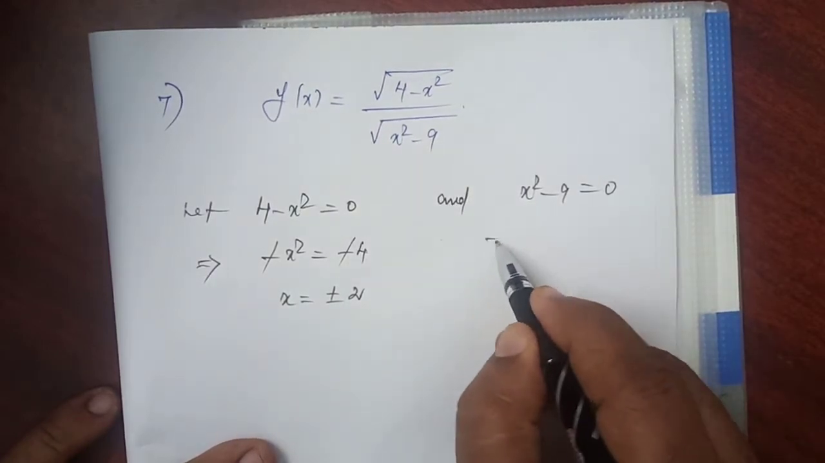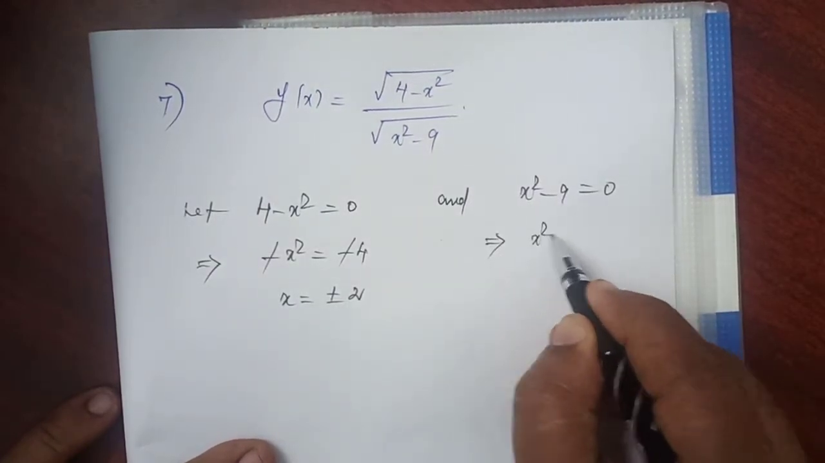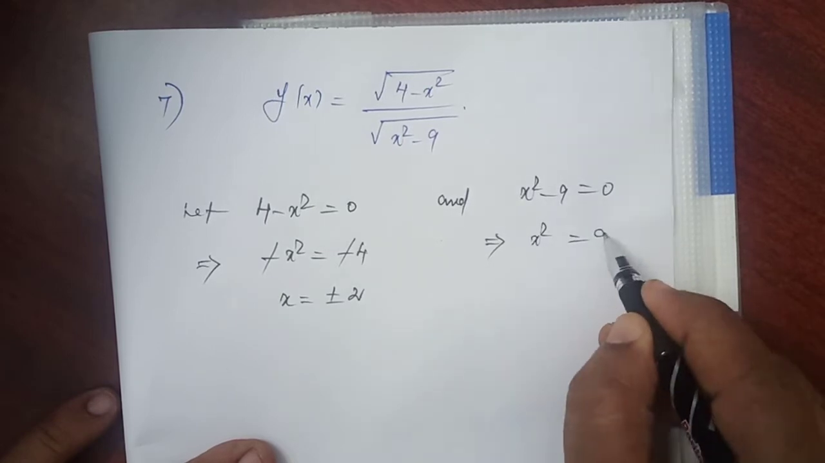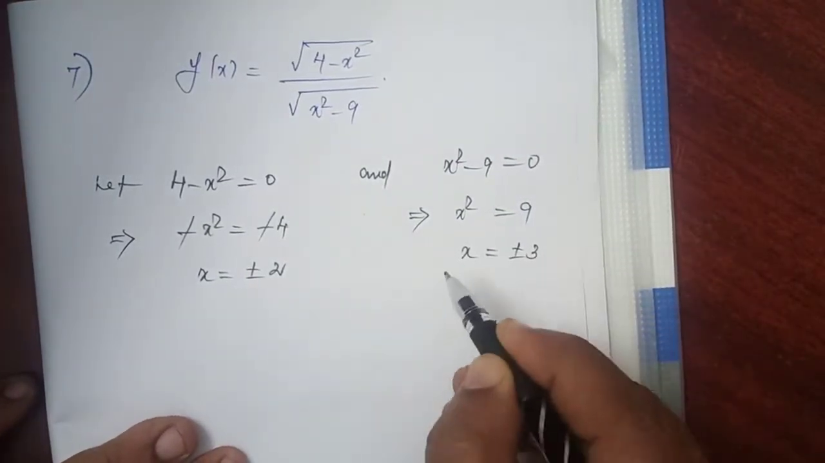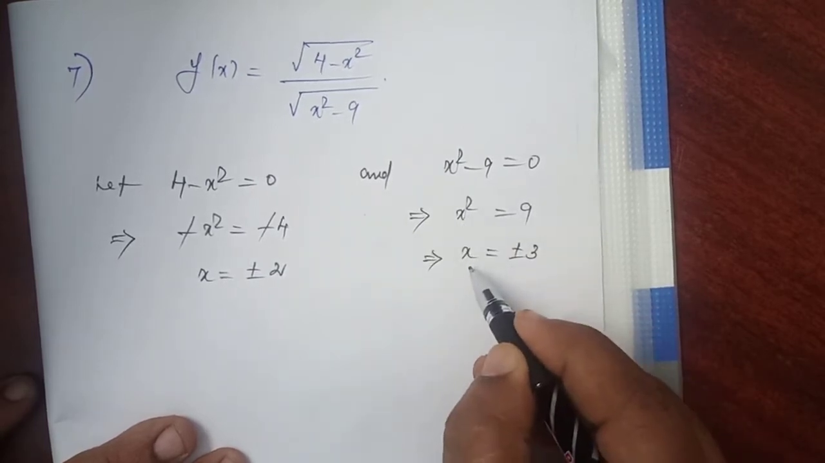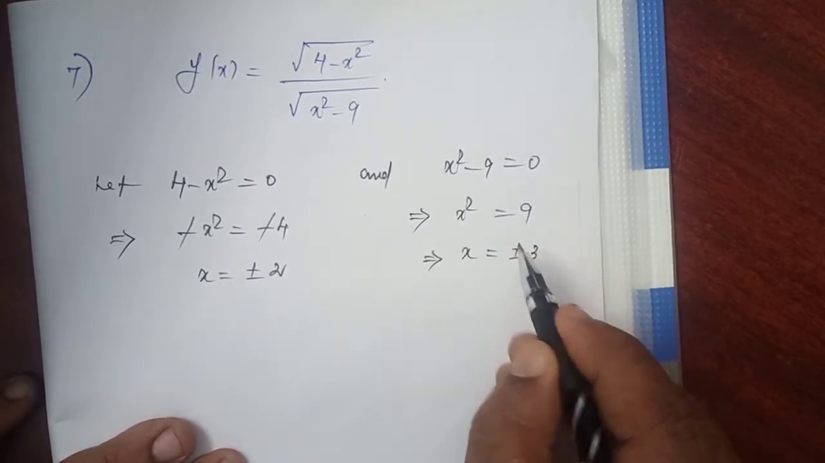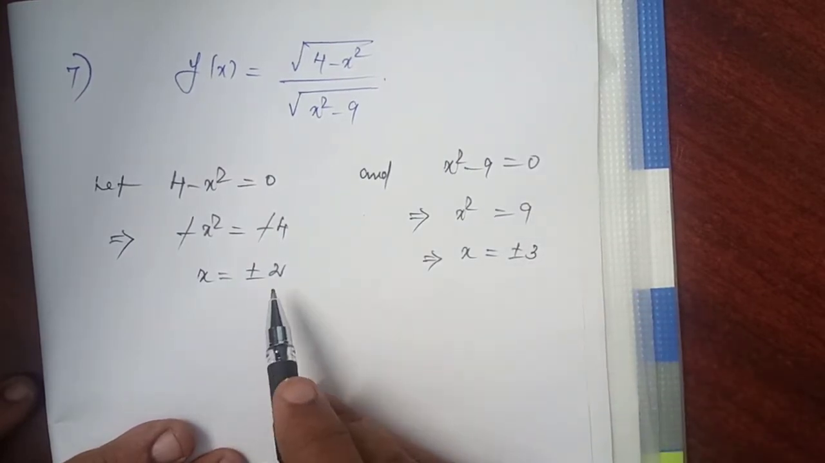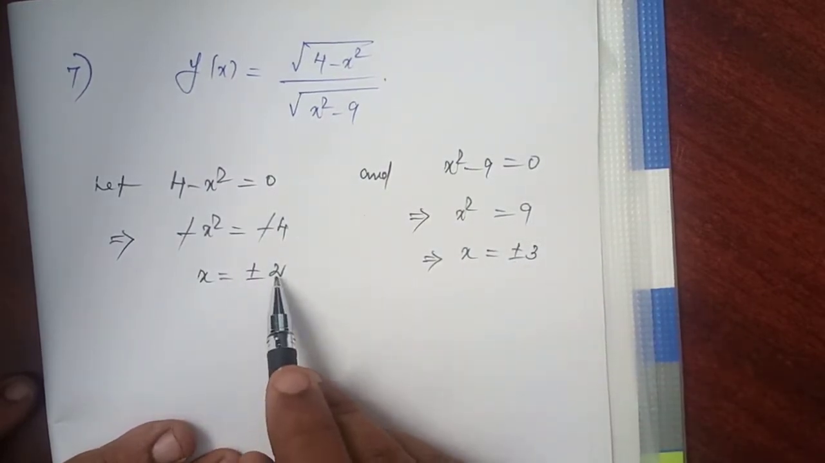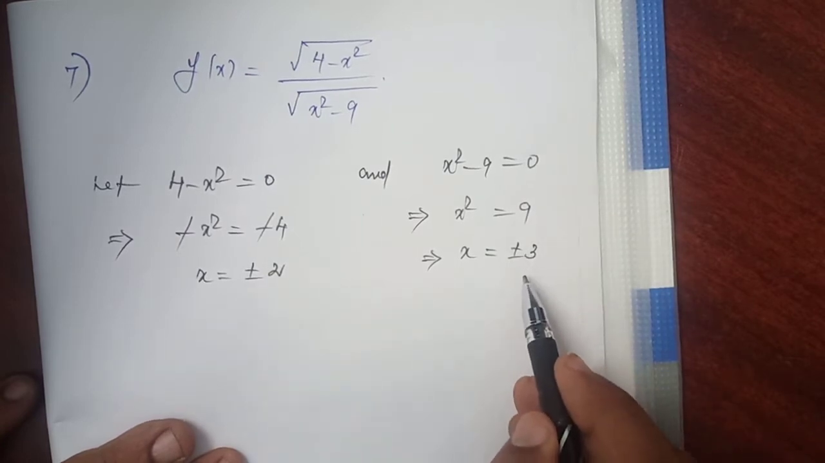Now the same procedure is to be followed here. x square equals minus 9, so 9 comes to the right hand side as plus 9, and x equals plus or minus 3. The square root of x square equals x, then you have to introduce plus or minus because of the square, and the square root of 9 equals 3. So we have four values of x: plus 2, minus 2, plus 3 and minus 3.